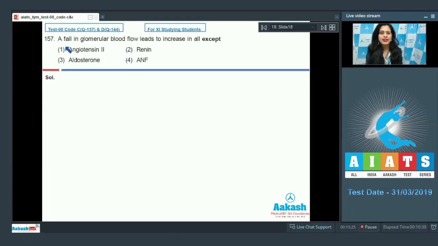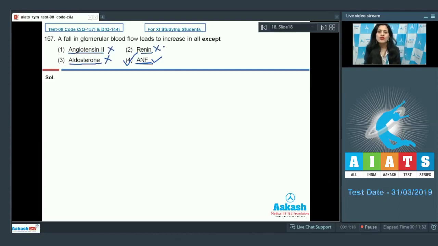Question number 157. A fall in glomerular blood flow leads to increase in all except, and the options are angiotensin 2, renin, aldosterone, and ANF or atrial natriuretic factor. The correct answer to this question is option number 4, ANF, because an increase in blood flow to the atria of the heart can cause the release of ANF, which can cause vasodilation and thereby decrease in blood pressure. Whereas the other 3 options, that is angiotensin 2, aldosterone and renin, are the incorrect options.